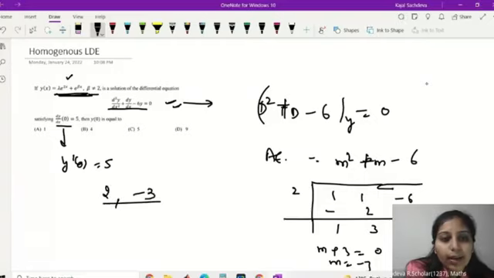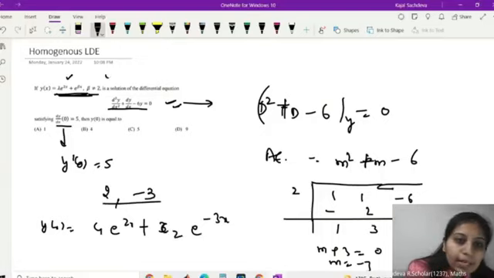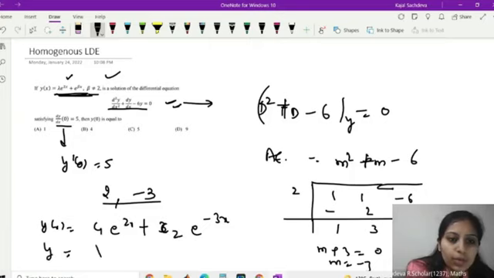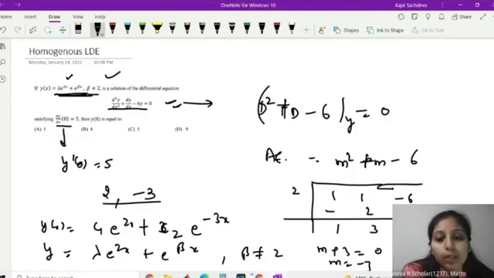In this case, we can write our solution as yx is equal to c1 e raised to power 2x plus c2 e raised to power minus 3x. Comparing this with the given solution, y is equal to lambda e raised to power 2x plus e raised to power beta x, here beta is not equal to 2. They have clearly told you beta is not equal to 2. It means beta cannot be compared with the first term, because beta is not equal to 2. So the first term must be compared with this, and the second term compared with this.